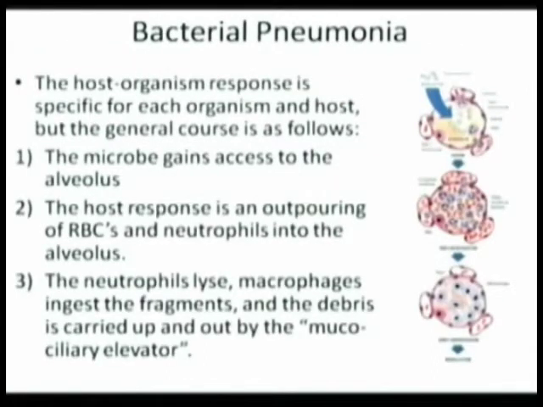So let's take a look at bacterial pneumonia. The host organism response is very specific depending on which microorganism is invading, but there's some general pieces that are the same. First of all, it gains access to the alveolus. That's how it gets down there. The host response is red blood cells and neutrophils migrate into the alveolus, and then the neutrophils destroy the bacteria, the macrophages ingest the fragments, and all this resultant is carried up through the mucociliary elevator.